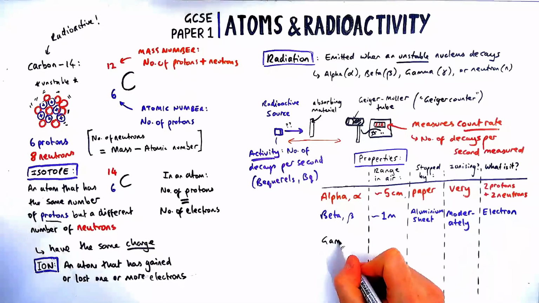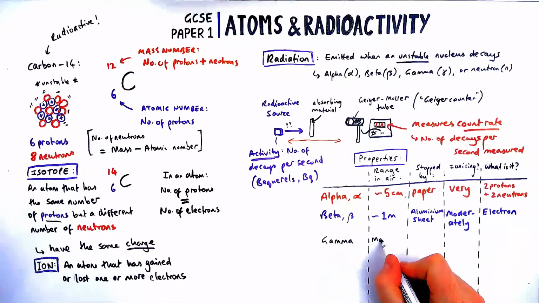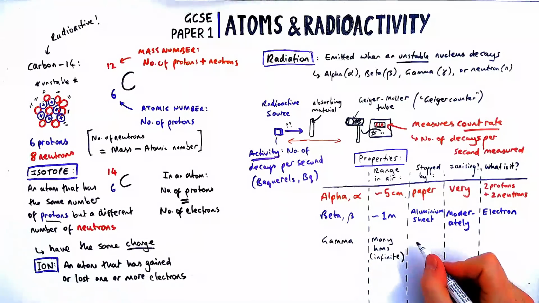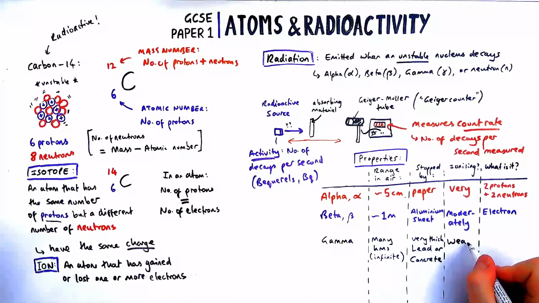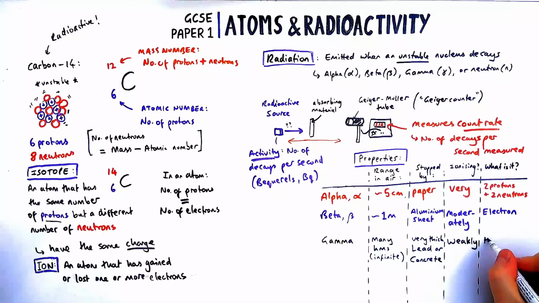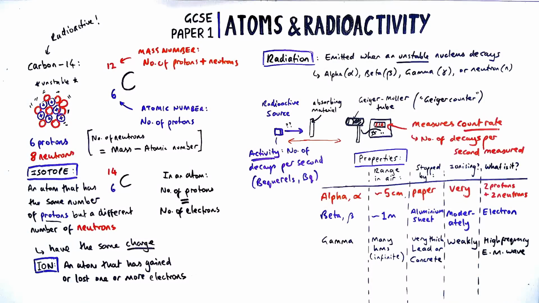Gamma radiation can travel many kilometres. Realistically, you could say it's infinite range. It's only stopped by very thick lead or very thick concrete, and it is ionising, but only very weakly ionising. Gamma radiation, we might remember from the waves topic, is a high-frequency electromagnetic wave, or EM wave. And neutron, we don't need to worry about the properties of here for GCSE.